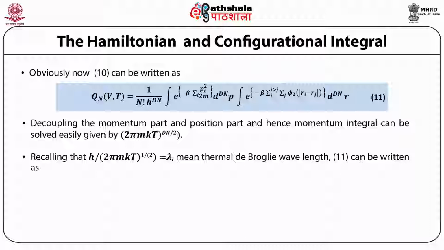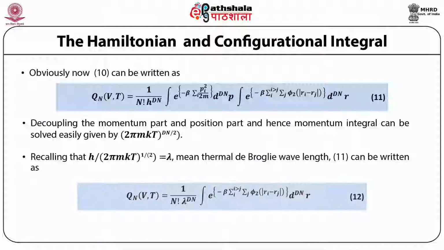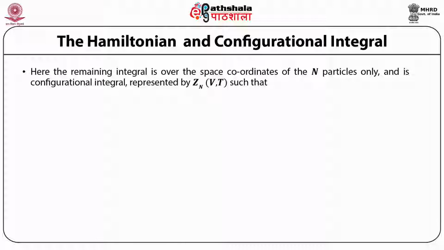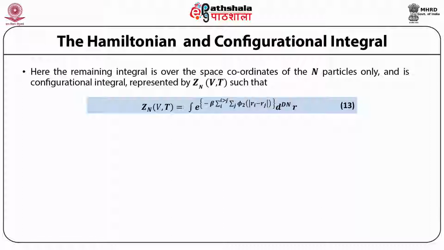Recalling that h upon 2 pi m kT raised to power half is equal to lambda, the mean thermal de Broglie wavelength, 11th can be written as Q_N as a function of V, N, T, equal to 1 upon N factorial lambda raised to power dN, integral over e raised to power minus beta summation over i greater than j, summation over j, phi 2 as a function of modulus of ri minus rj d^dN r. Here the remaining integral is over the space coordinates of the N particles only and is called the configurational integral, represented by Z_N as a function of V, N, T, such that Z_N is equal to integral of e raised to power minus beta summation over i greater than j, summation over j, phi 2 as a function of modulus of ri minus rj d^dN r.